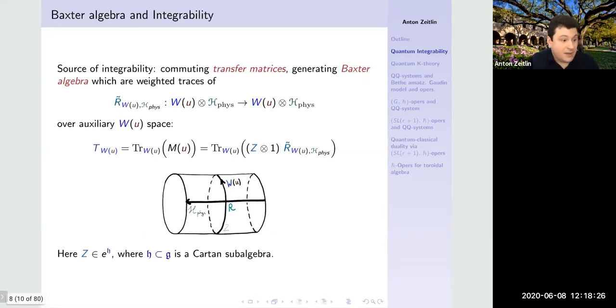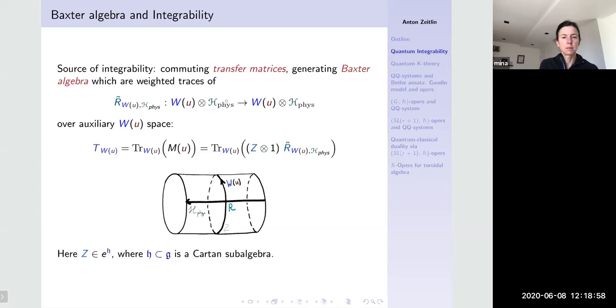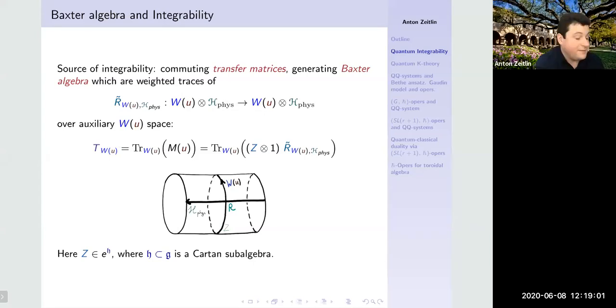So now let's talk about integrability and how it emerges from here. Let's look at something which is fixed. Let's fix one module of that tensor category and call it H physical, the physical space. And let's introduce another module, which can be auxiliary. So H physical space is fixed. The auxiliary module W is auxiliary, and H physical is fixed.